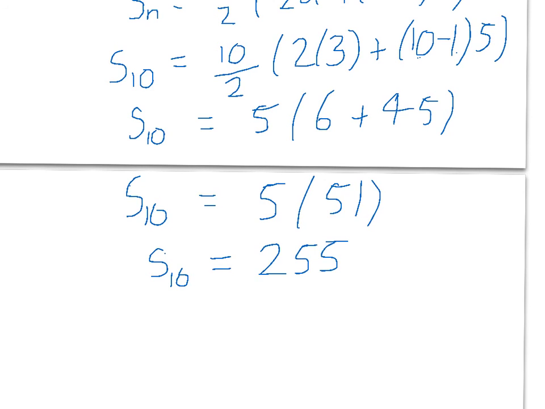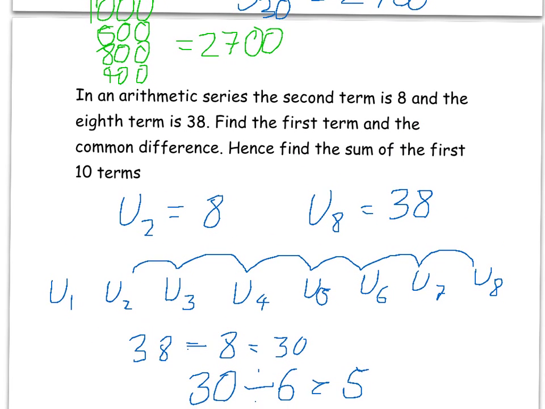255. So remember, if you're given a question like this where you're told maybe the second and eighth term, just think how many times has that common difference appeared in that series. So in this one, it was 8 minus 2, which was 6. So it appeared 6 times. So we found a difference between 38 and 8, which was 30, and then we divided that into 6 equal parts, which made 5, and then we could easily find the first term and then the sum of the 10 terms. This is quite a common question in a Core 1 exam.